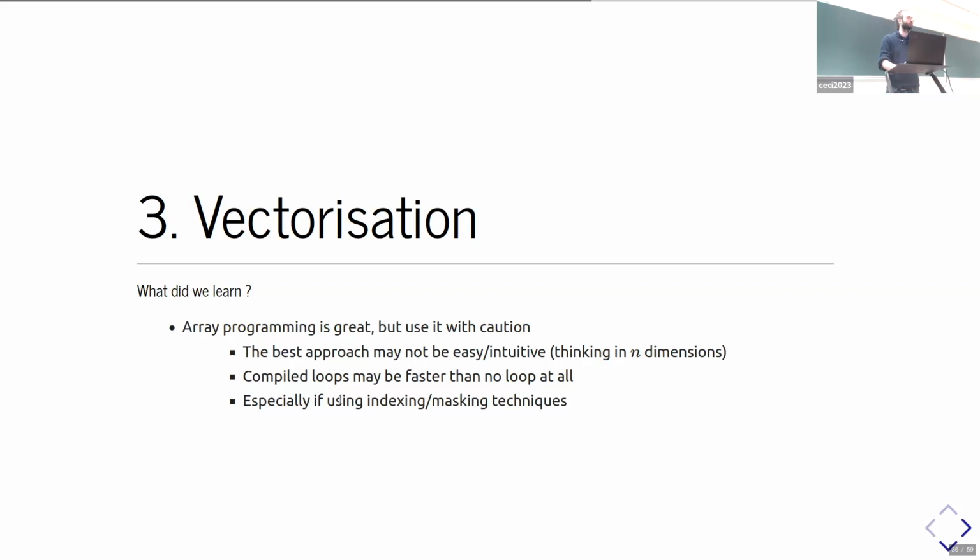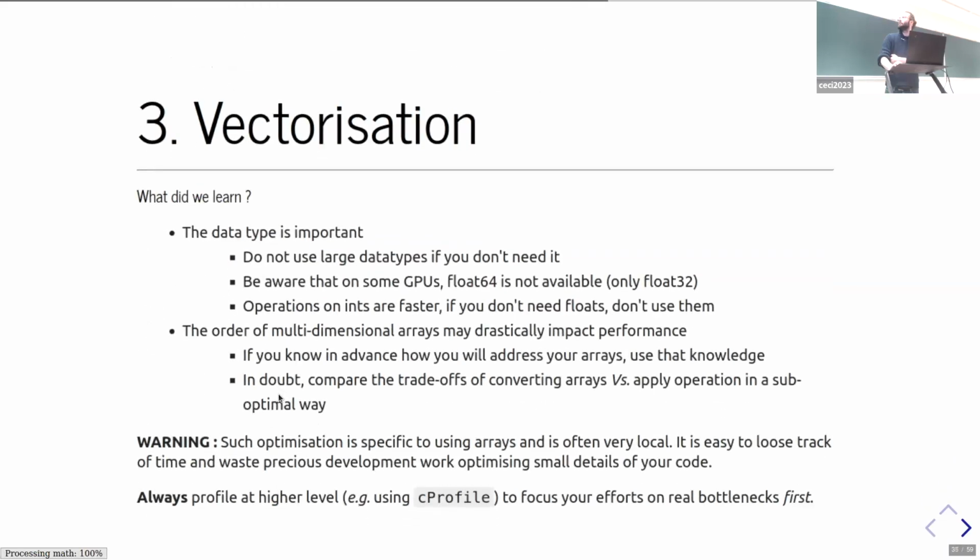And the Numba version is easier to write, basically, because it's just having loops and one single call to a function. Especially true if you use indexing and masking techniques. So noting the data type is important, and the order of multi-dimensional arrays may have an impact. If you know in advance how it works, you can use that. If you have knowledge about your specific problem, you can use that knowledge in order to gain speed. That's nice.